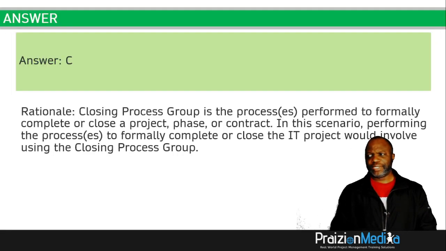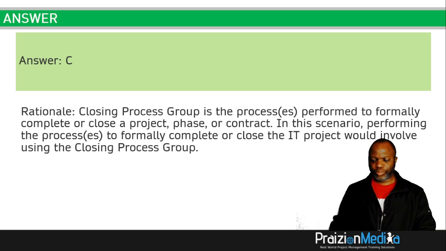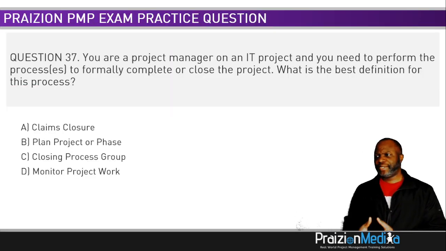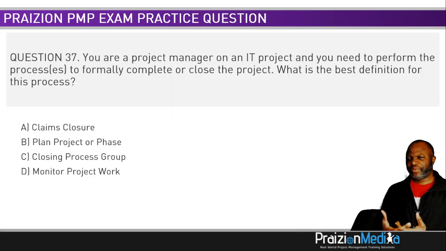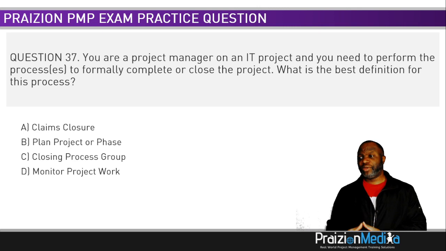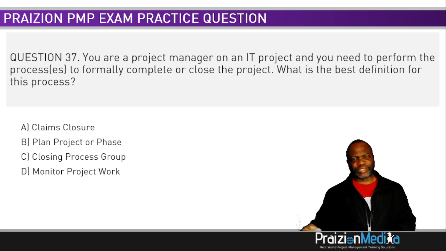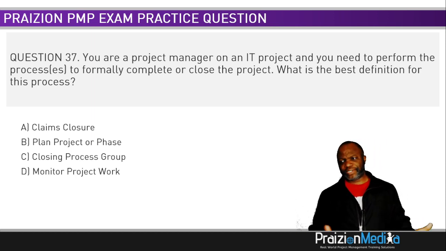The answer to this is C. This is the closing process group. So if you go back, it says, what is the best definition for this process? So again, you're looking for something that matches. Even though you're looking for a process and you're not able to find the process, you've got to choose the next best option. So close project or phase isn't here.